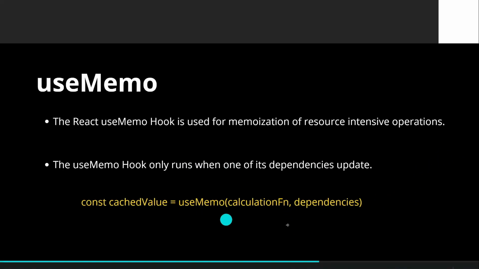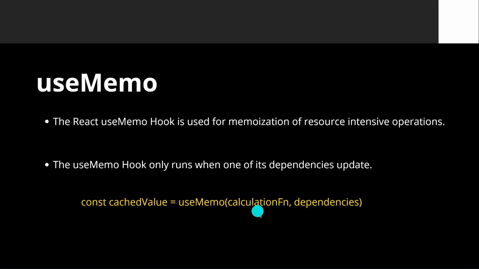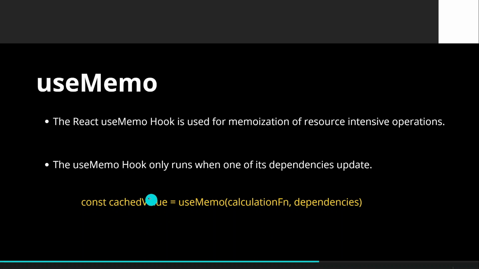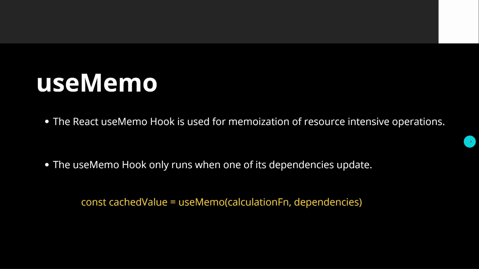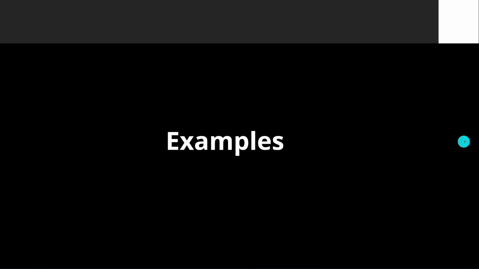So this is the syntax of the useMemo hook. Here you can pass the callback function in which that computation can be done, and the second argument is the dependencies array. So if any of the dependencies gets updated, then only this method will be called, and this function will return the cached value which you can use within the component. So let's see an example, then it will make more sense.